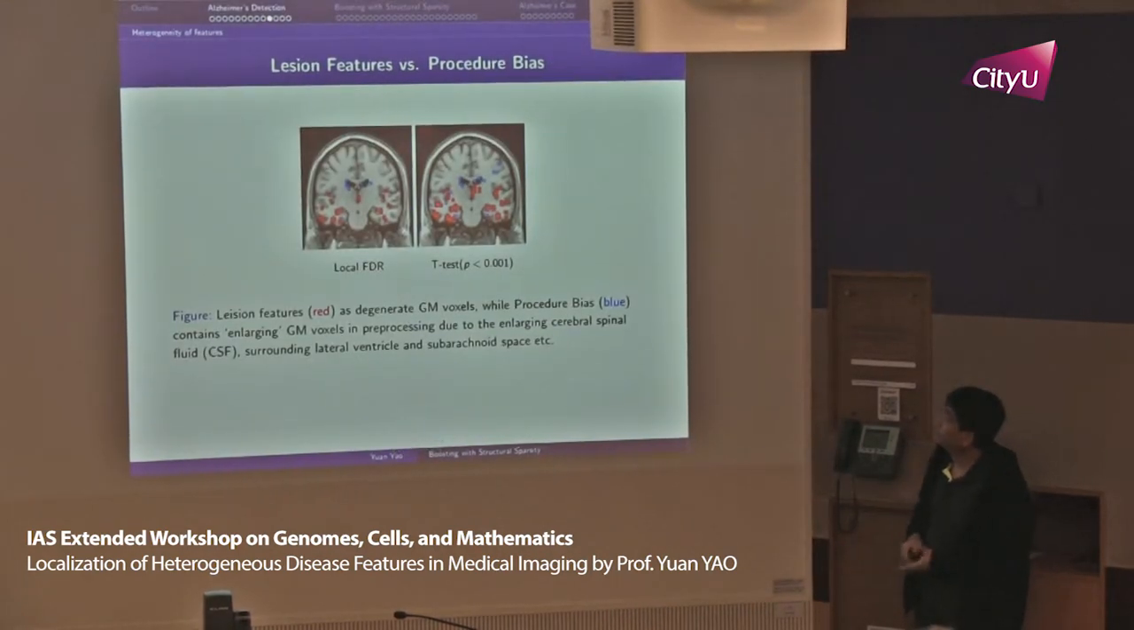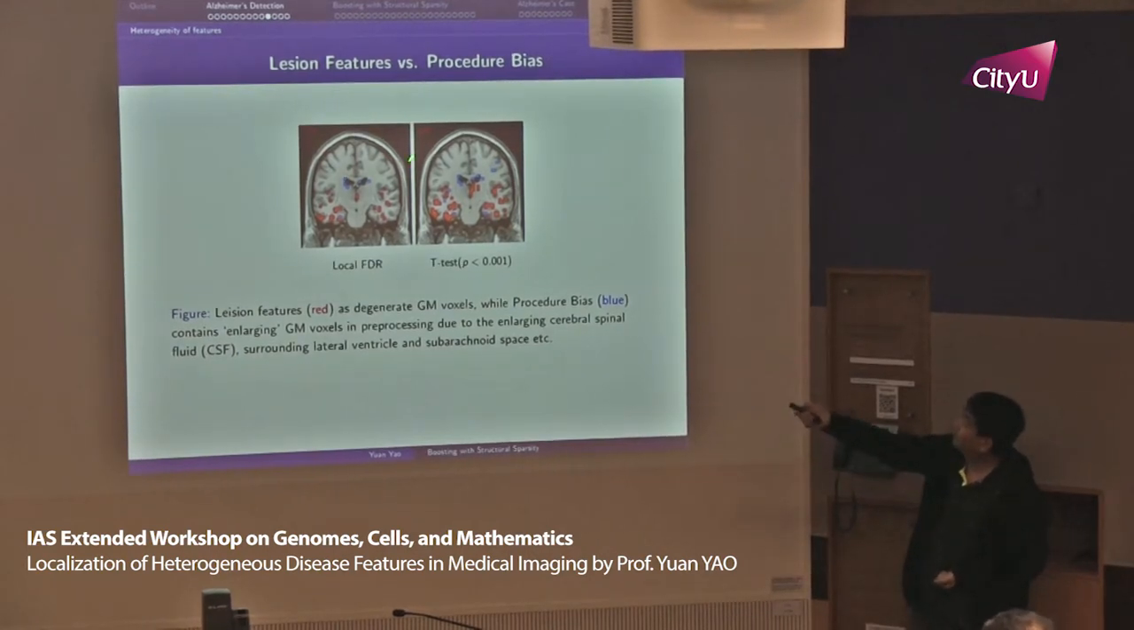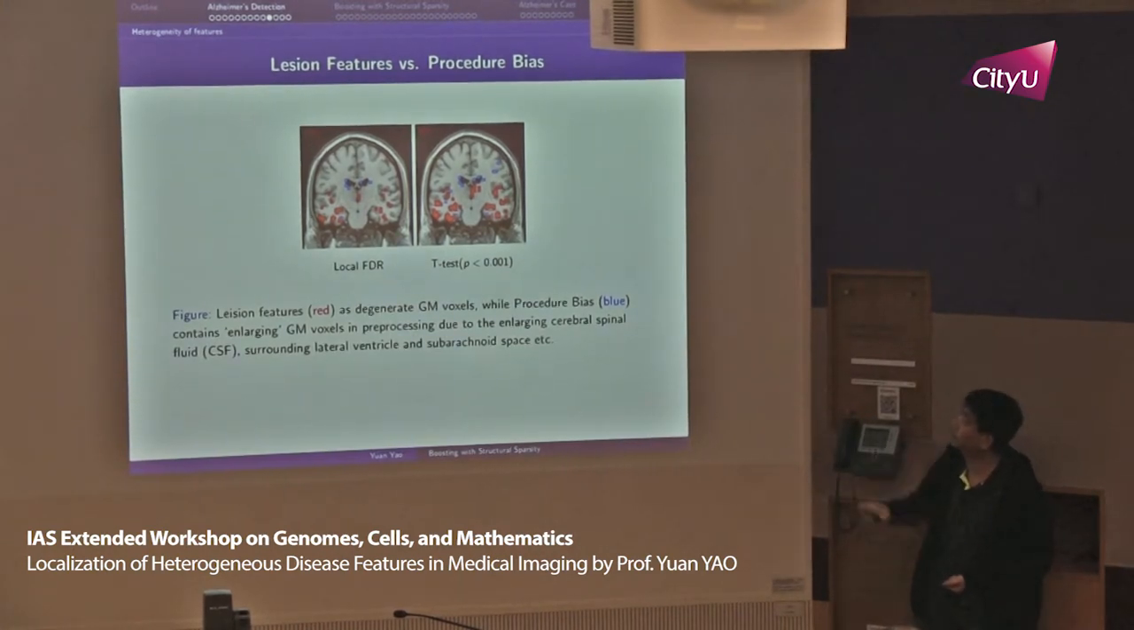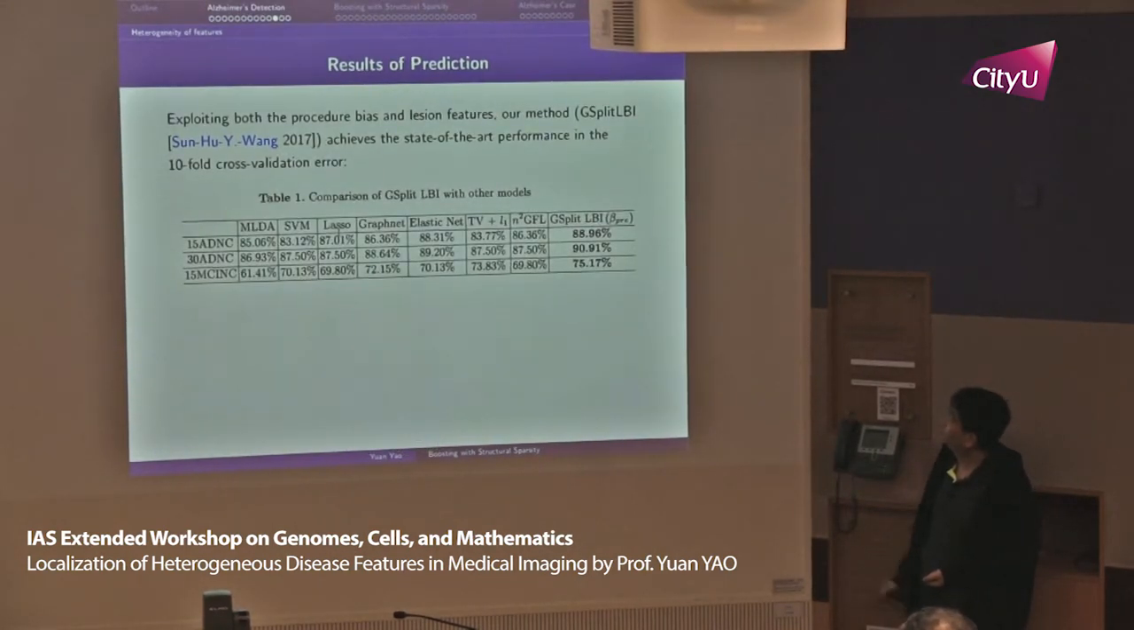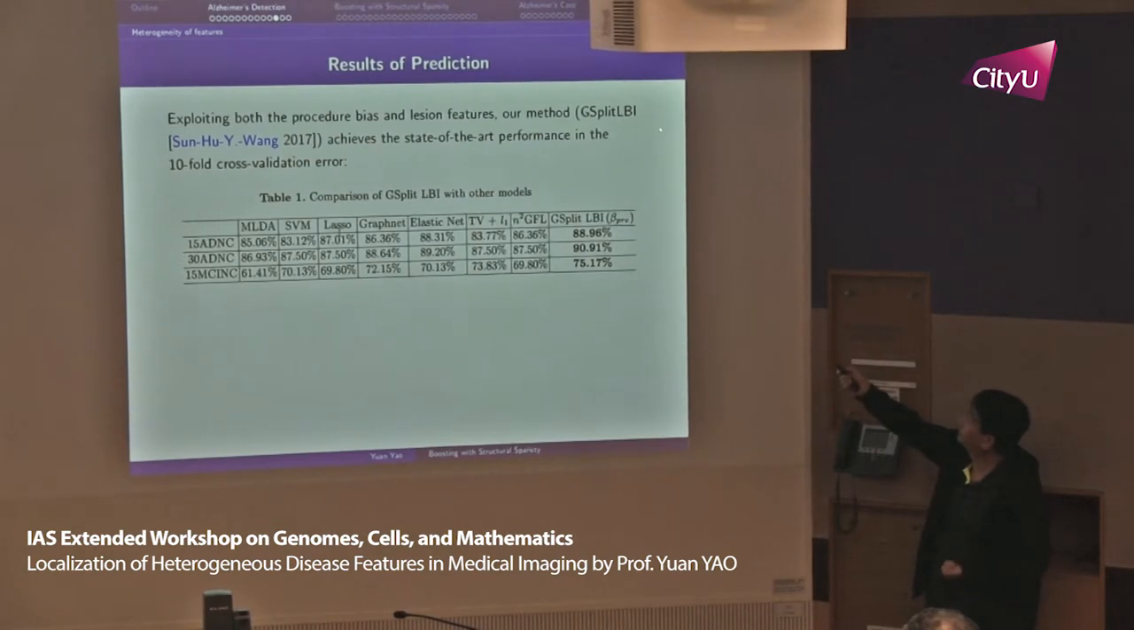The main information is that we indeed find some procedure bias, drawn as the blue dots like this, and the red points are something like lesion features. If you drop those blue dots, you will decrease the classification accuracy. Another thorough prediction result is summarized like this. Our algorithm I will call G-split LBI, but you will learn the name later.